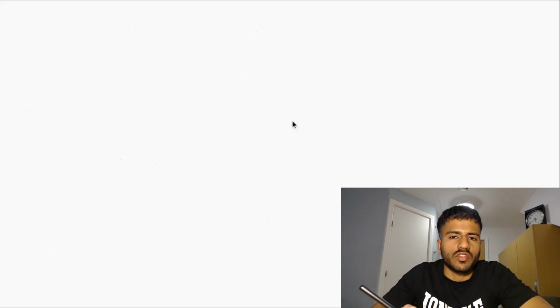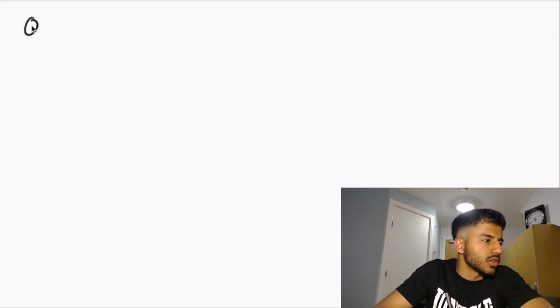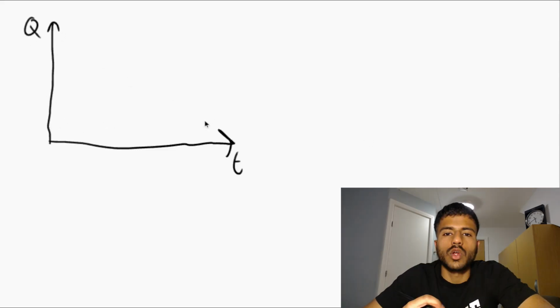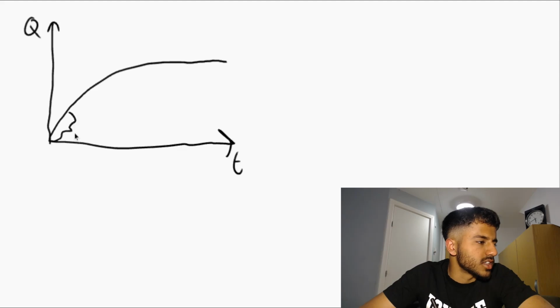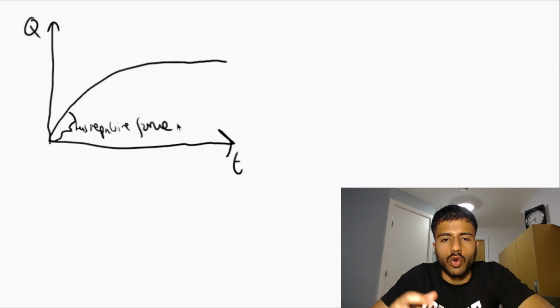So what does this mean graphically? Well, let's look at how the charge varies with time. Well, we know at the start there's a much quicker rate of accumulation, and as time goes on, the rate at which electrons get accumulated decreases. So what you end up with is a graph that looks something like this, where in this section you have a steeper gradient as there is less repulsive force. So therefore you have more accumulation.